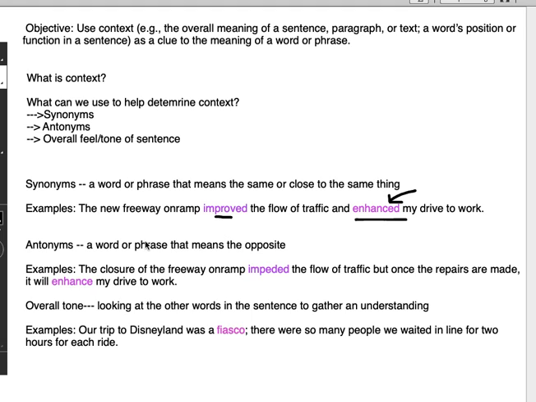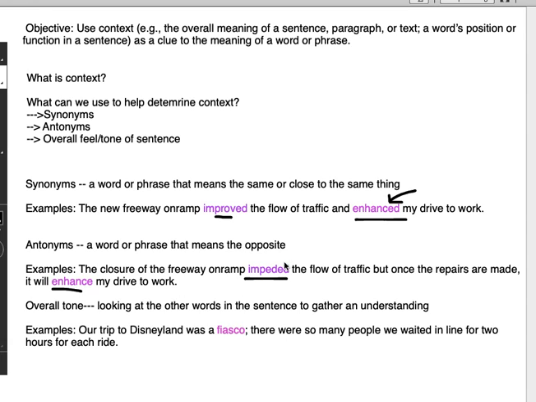So the opposite is true for an antonym. An antonym is a word or a phrase that means the opposite. So we use antonyms to determine the meaning of a word because it's the opposite. So if I have a similar sentence that says, the closure of the freeway on-ramp impeded the flow of traffic, but once the repairs are made, it will enhance my drive to work. Okay, so I've got the word enhance, and I've got the word impeded.